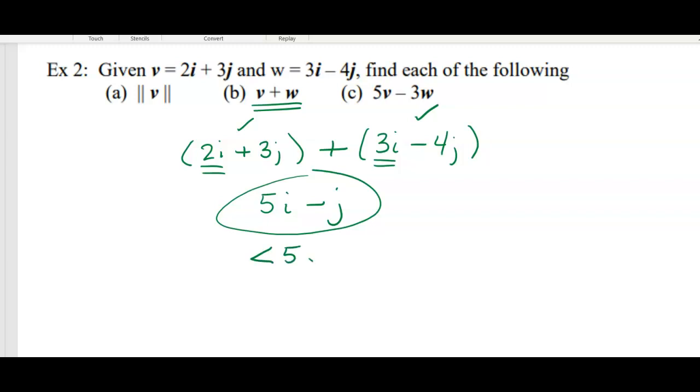That's the same as writing 5, negative 1. Okay, same answer for B. Either one of those is fine. Delta Math will toggle between the two.